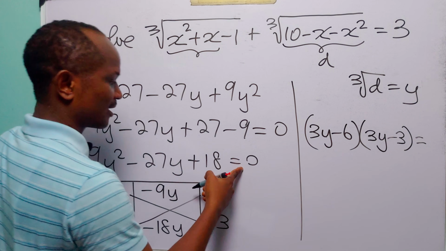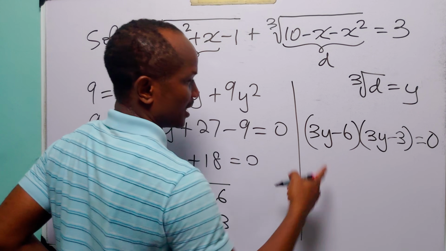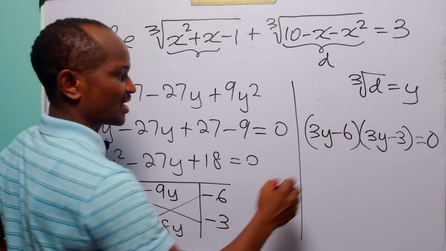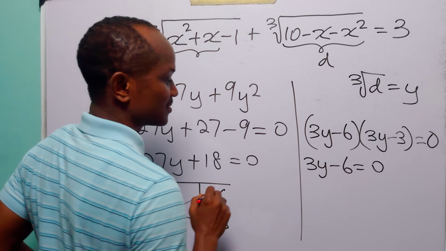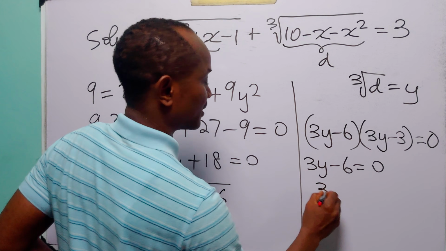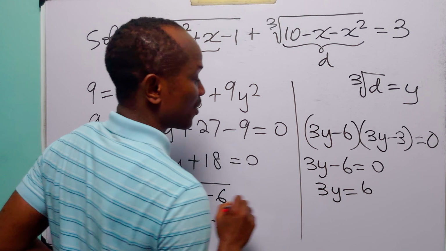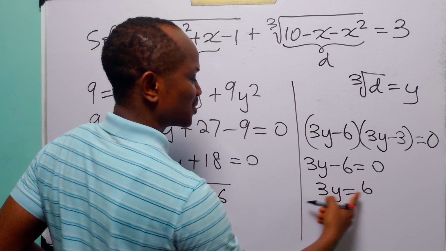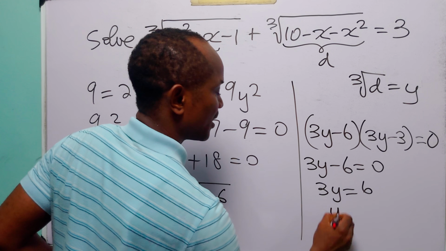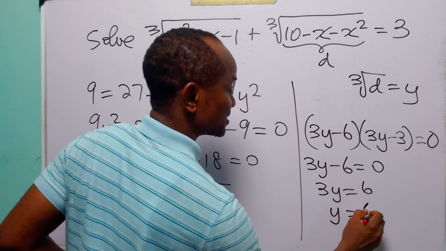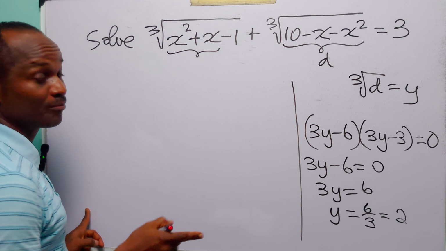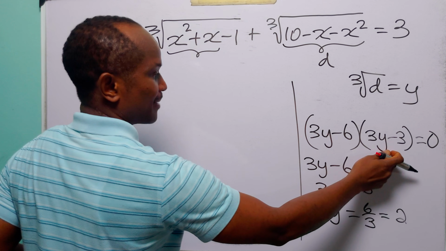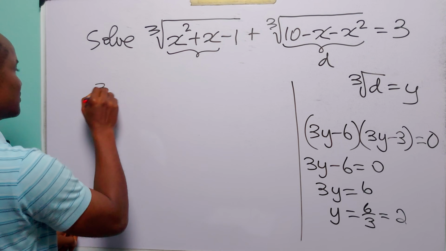And of course, this is equal to 0. Now, from this equation, we have that either 3y minus 6 is equal to 0, from where 3y is equal to 6, and dividing both sides of this equation by 3, y is equal to 6 over 3, which is equal to 2. Or 3y minus 3 is equal to 0.